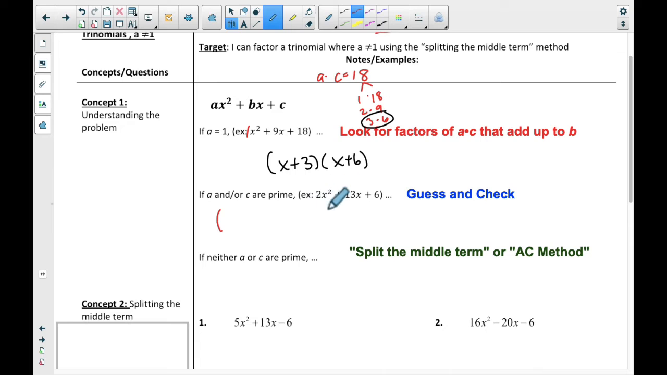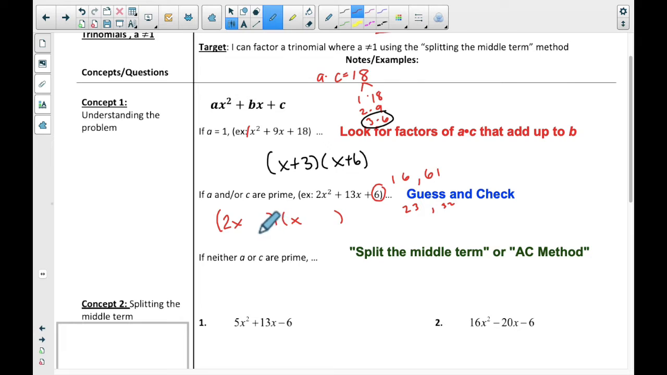Well, I start off with 2x squared. That has to be a 2x times an x. So I'm kind of setting up my parentheses how I know they're supposed to be. And now I'm going to think about that 6. Well, what could go for the 6? Well, it could be 1 and 6, or 6 and 1. It could be 2 and 3, or 3 and 2. And so we need to figure out which ones it is.